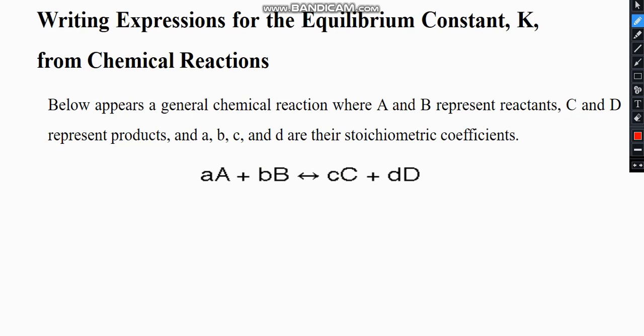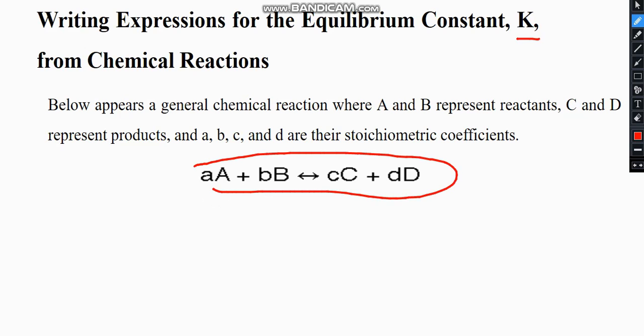So in this video, we want to look at how we write the equilibrium constant, that is the equilibrium constant K, when we have been given a chemical reaction. Now basically, when it comes to a chemical reaction, we need to know that a chemical reaction is divided into the reactants and the products. So we have this general reaction which we have tried to display there.